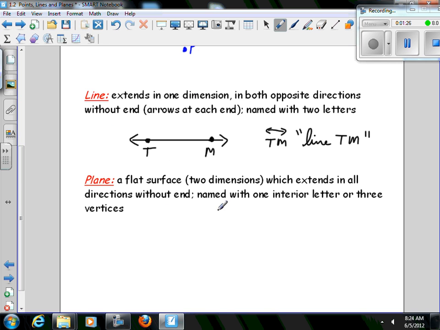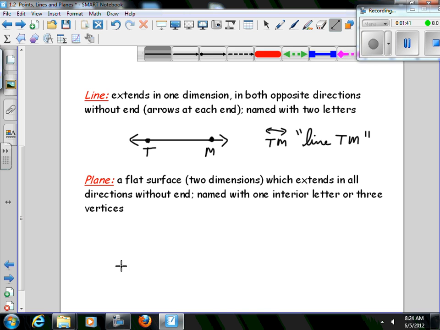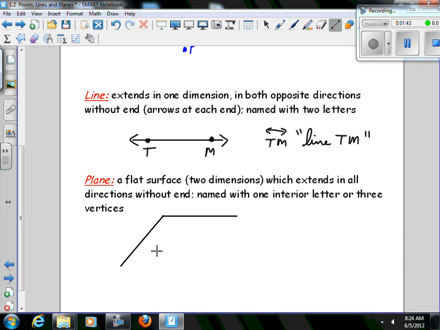A plane is a flat surface. So this is 2 dimensions, which extends in all directions without end, named with 1 interior letter or 3 vertices. Imagine, if you will, a piece of paper that just stretches on and on and on forever. It never, ever ends.